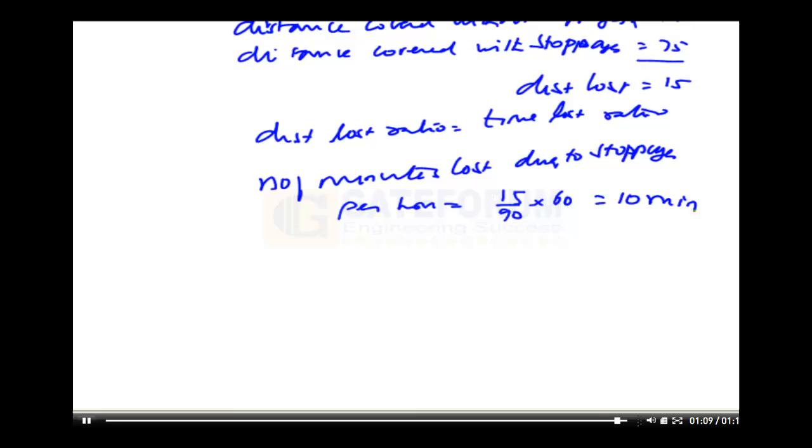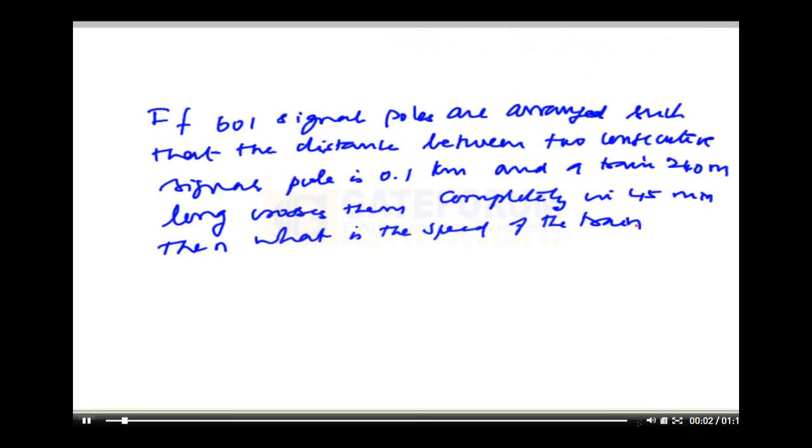That is 10 minutes. Signal poles are arranged such that the distance between two consecutive signal poles is 0.1 kilometers, and a train 240 meters long crosses them completely in 45 minutes. Then what is the speed of the train?